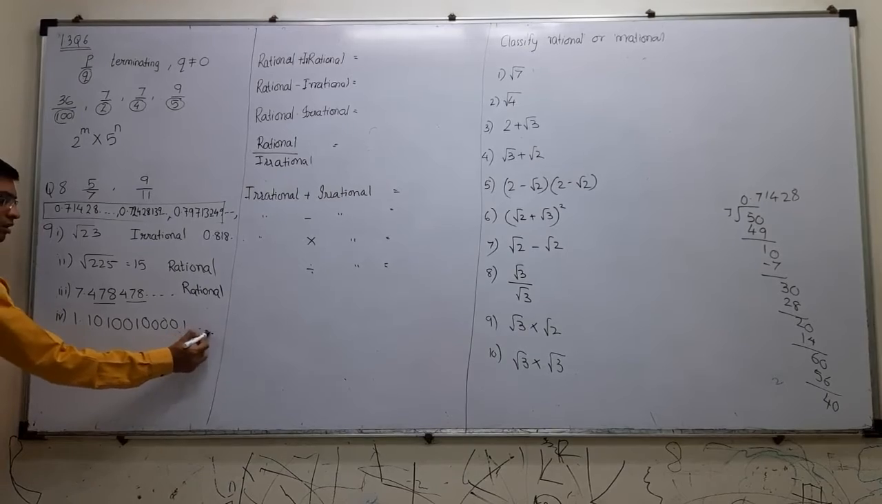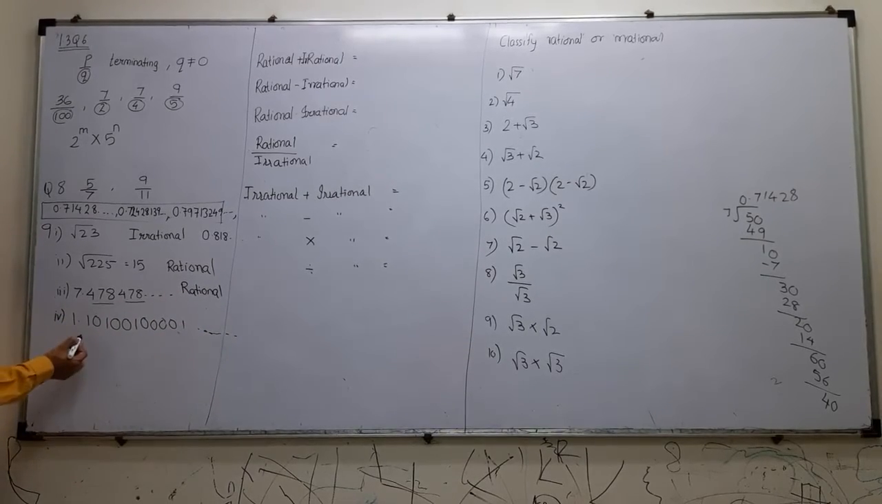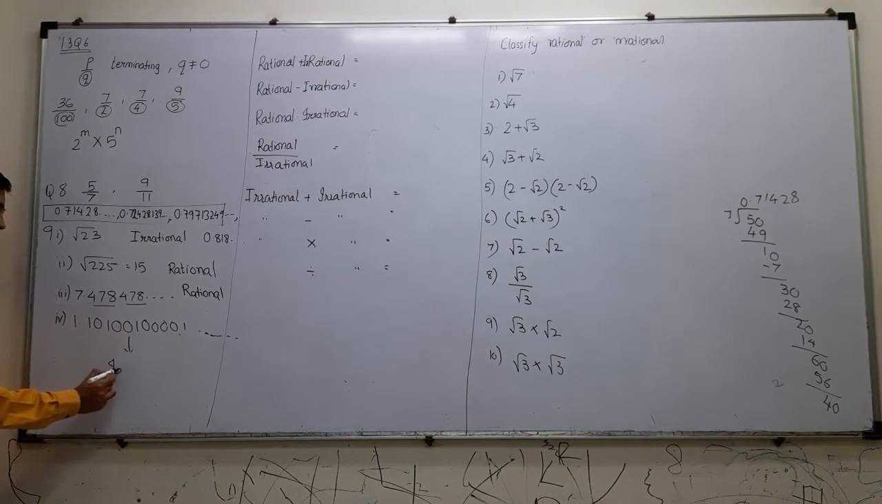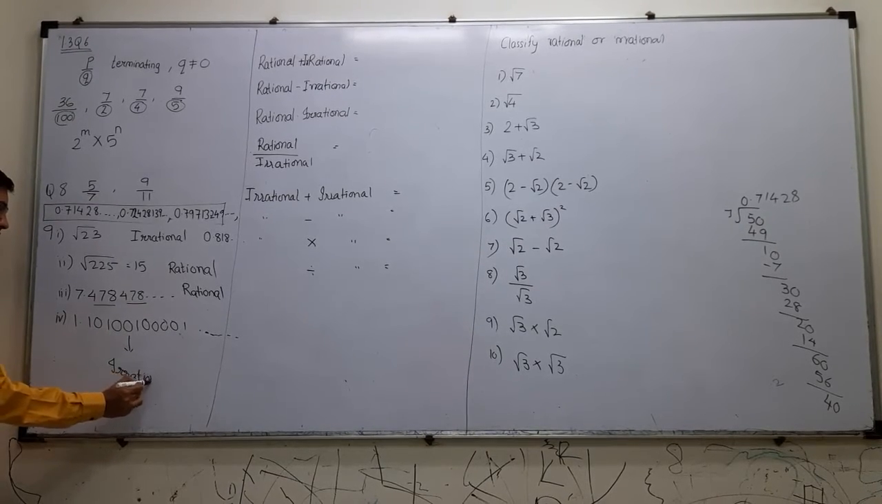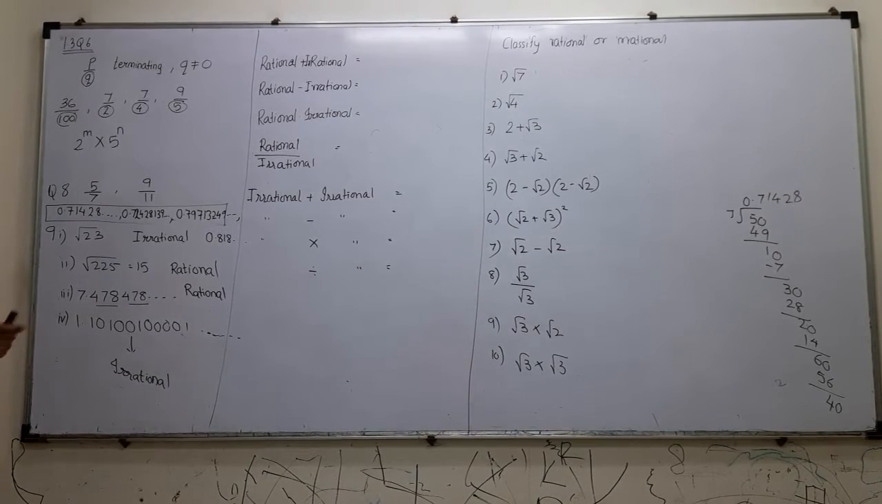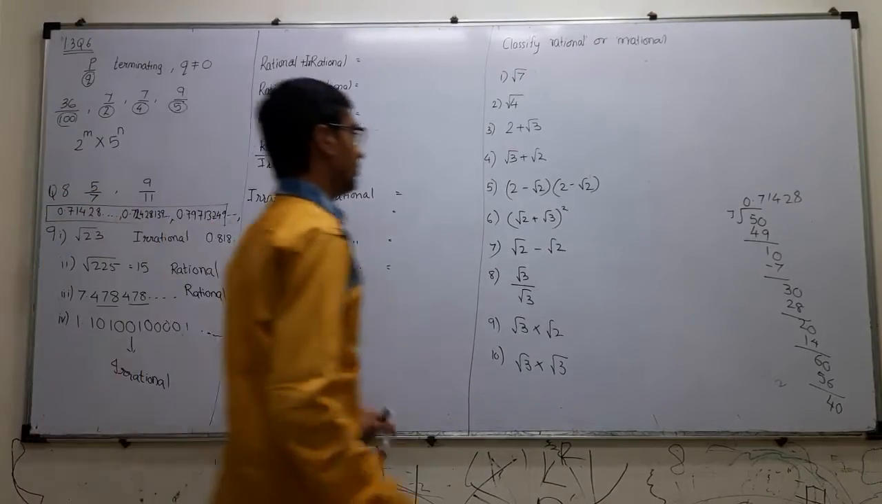Here the number is non-terminating, and nothing is repeating. You can see no pattern is repeating. So this number is irrational. Are you getting it? Clear how to classify rationals and irrationals? Now let's move on to the further part.